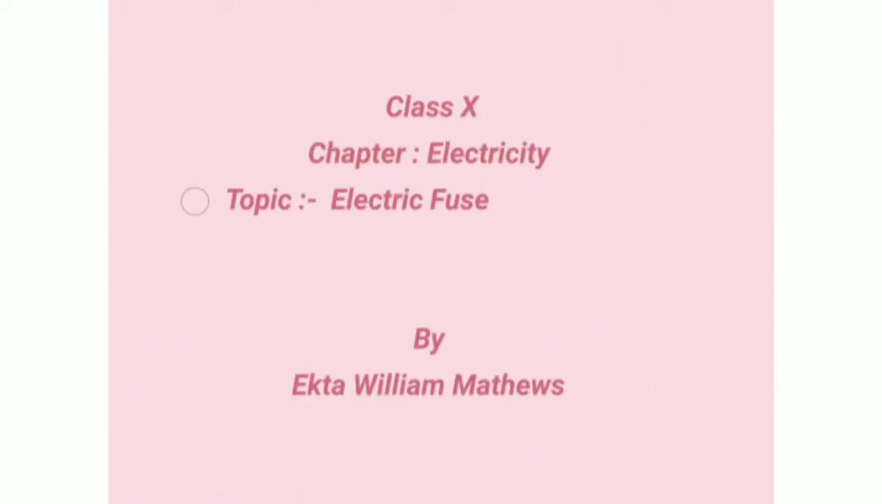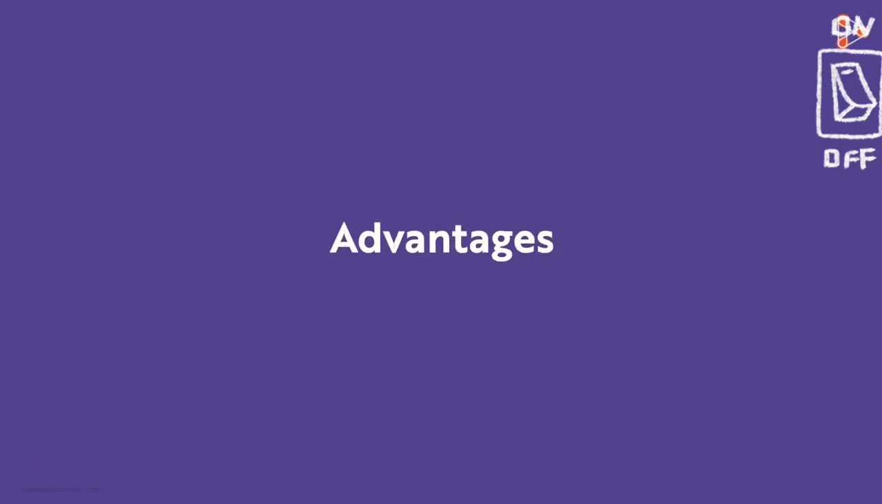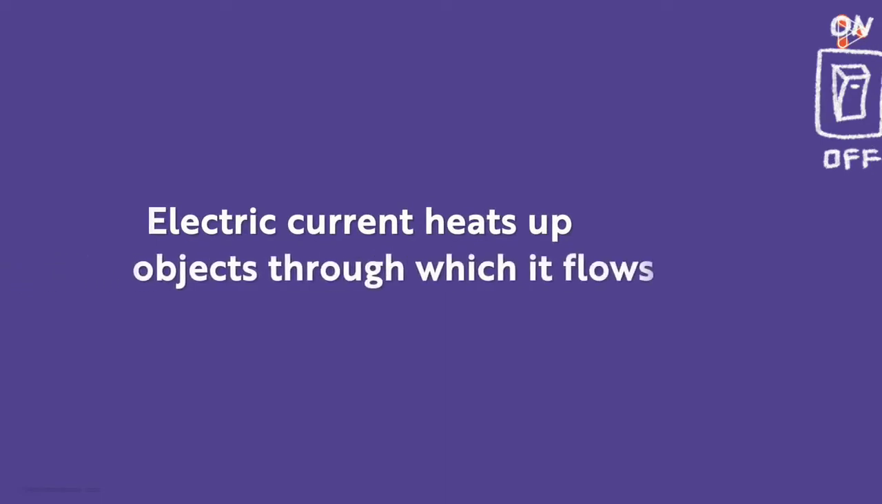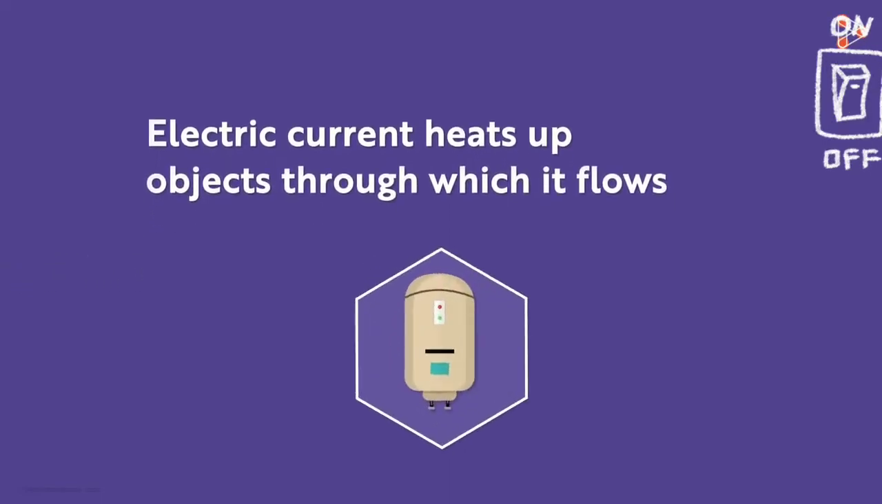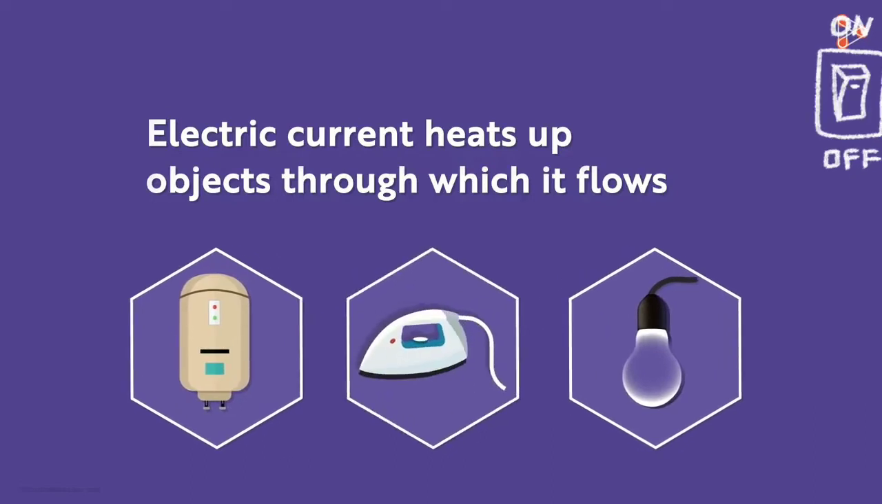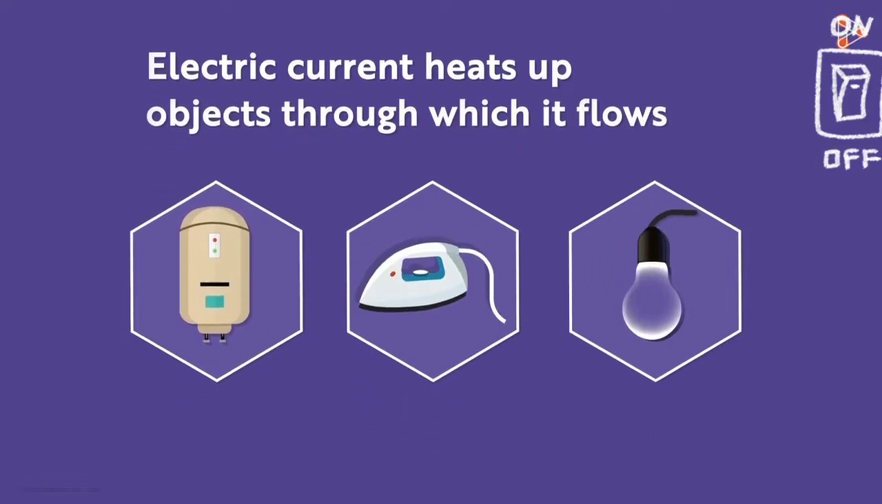Hello students, in this part we are going to learn about electric fuse. In the previous class we have seen that whenever there is an electric current in the circuit there will be heating, because heating and electric current are an inseparable part, right? And this heating effect is a useful application for devices like electric geyser, iron and bulb, right?